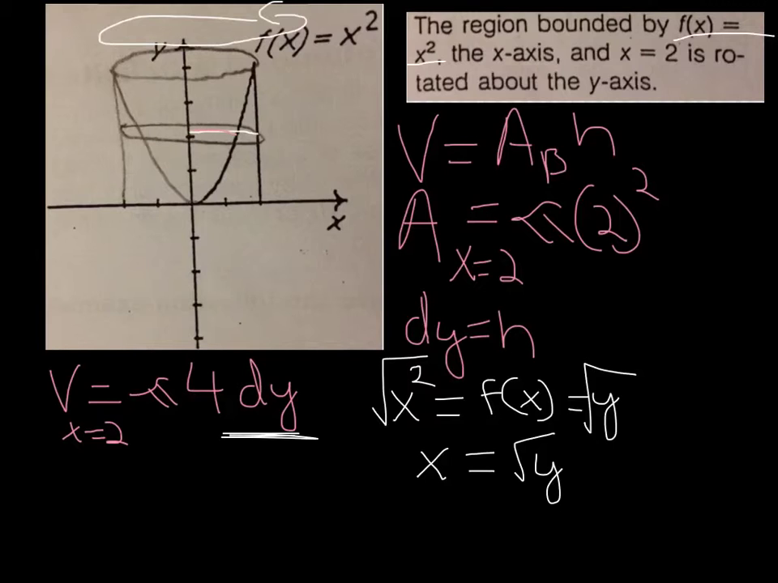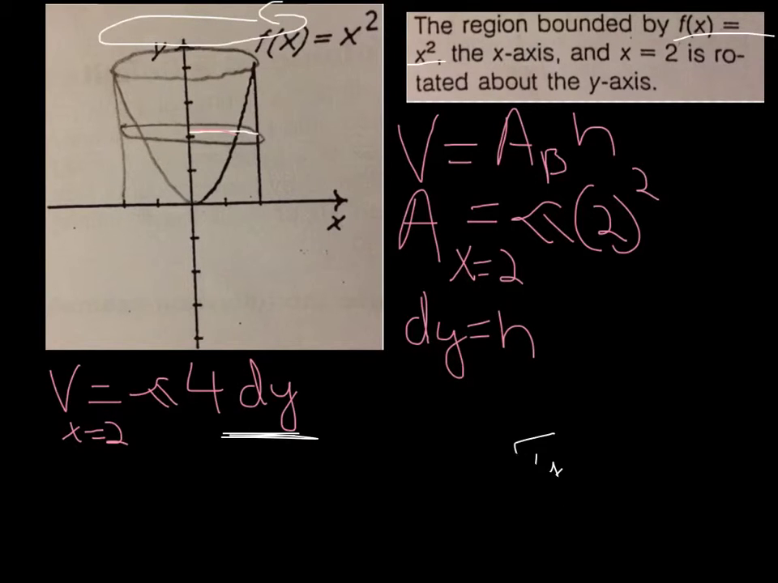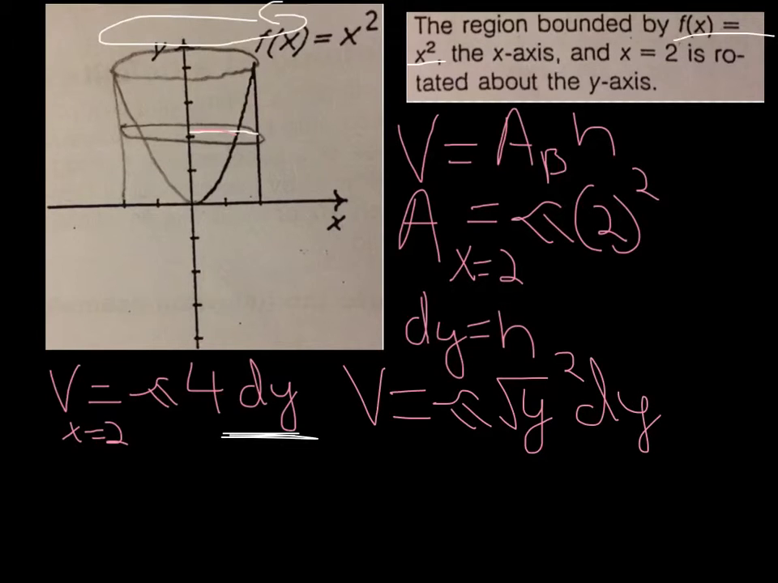So you can plug this x equals the square root of y in for your new radius value for the second volume equation. So our second volume equation is going to be volume equals pi times the square root of y, squared, dy. Okay, now we can finally plug all these volumes into the integral equation.